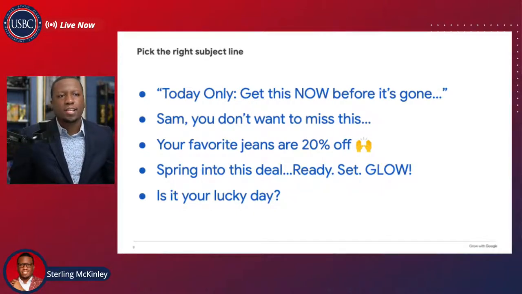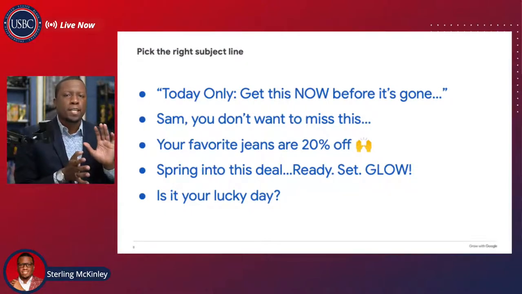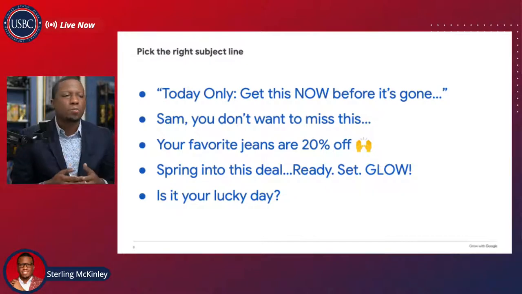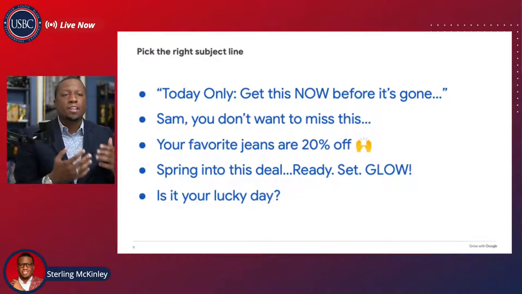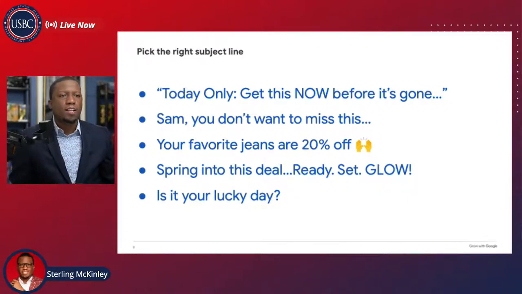The next one says, your favorite jeans are 20% off. So this is getting to more and more of a sell. If you're having a sale or discount, you can say 20% off, 30% off, half off. Once again, those kinds of things get people in sale mode, like, hey, I need to click on this link and take advantage of the offer. The next one says, spring into this deal. Ready, set, glow.